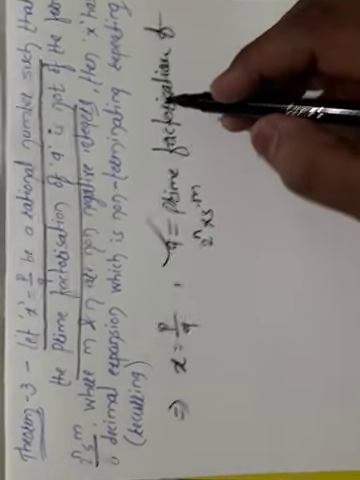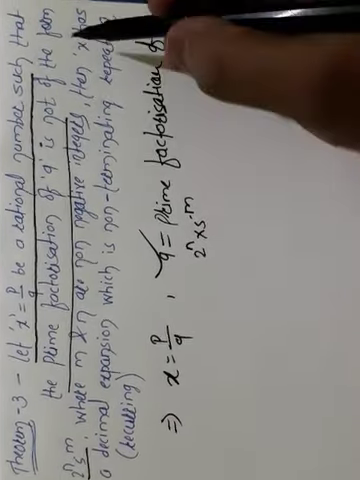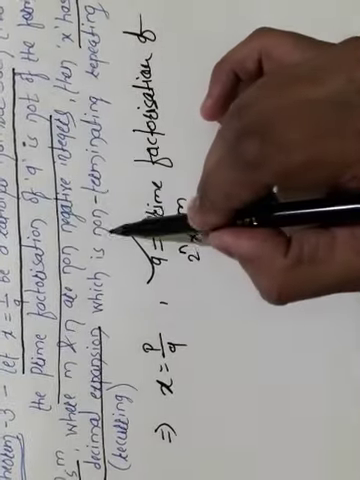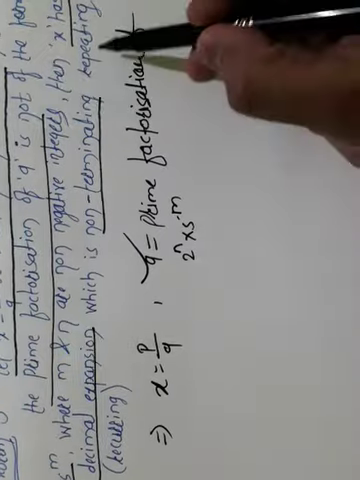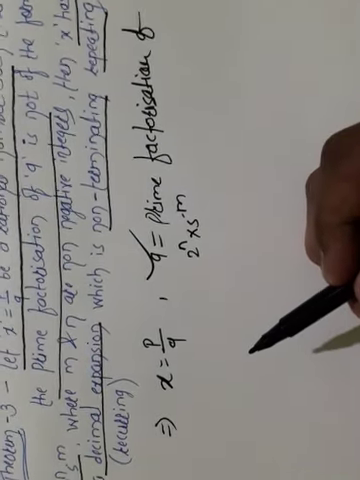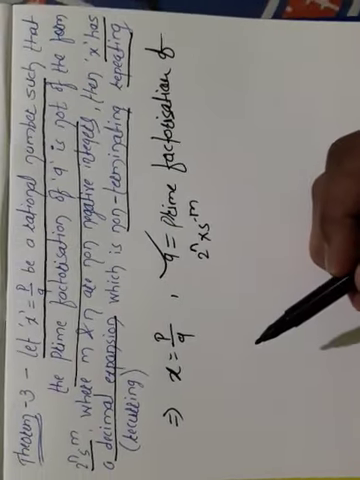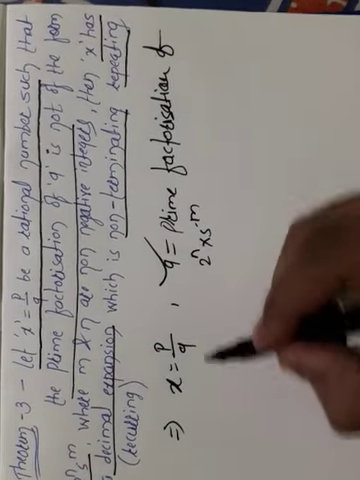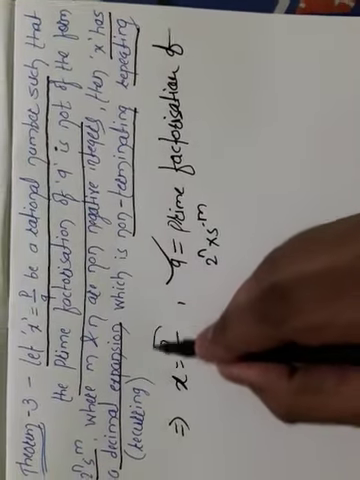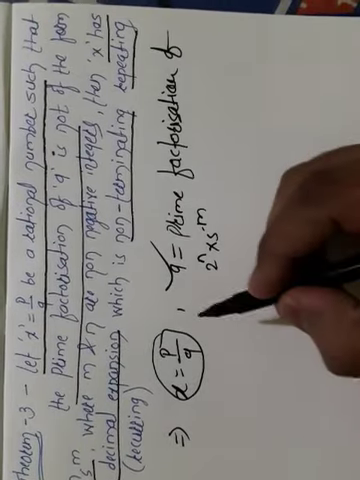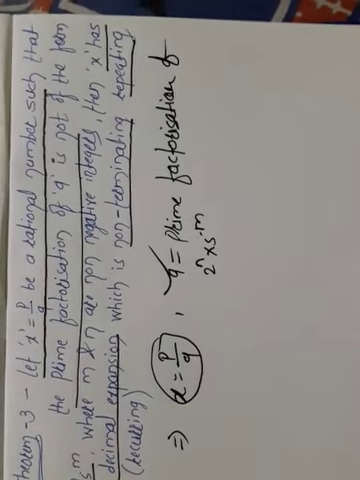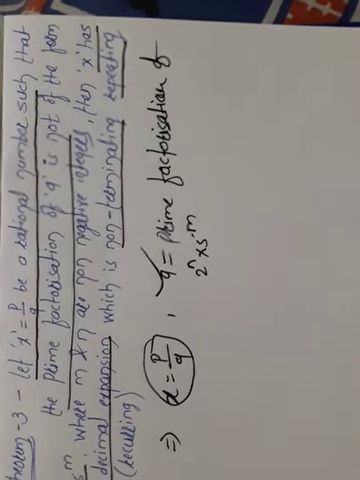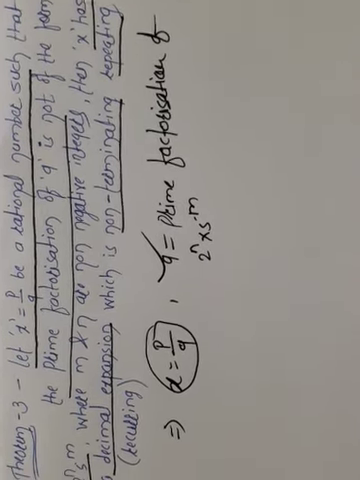Then x has a decimal expansion, that is very important, which is non-terminating repeating. Then x will have a decimal expansion which will be non-terminating repeating. That means the decimal expansion of the rational number p upon q that we have taken will be non-terminating repeating. In both previous theorems we have discussed this.